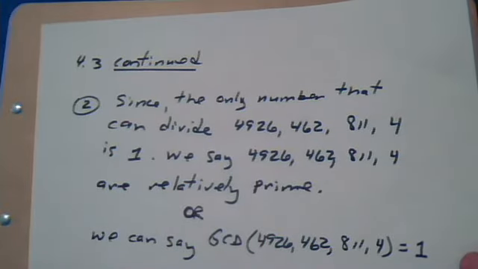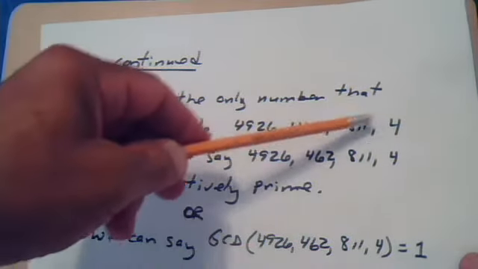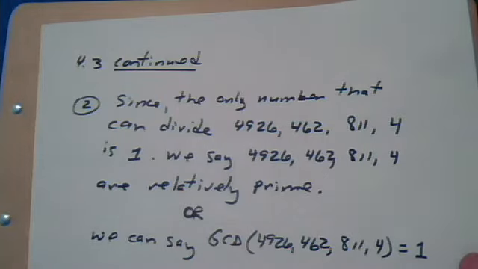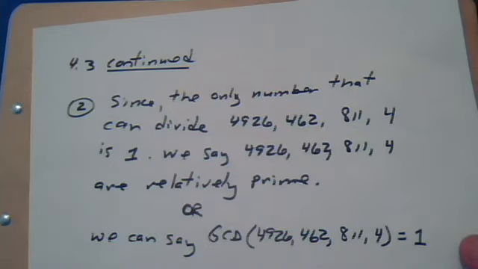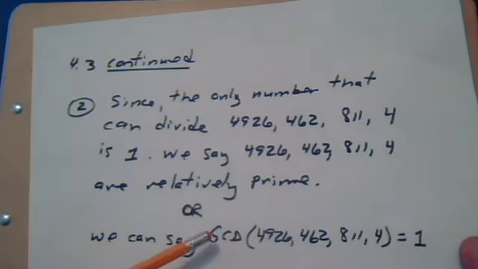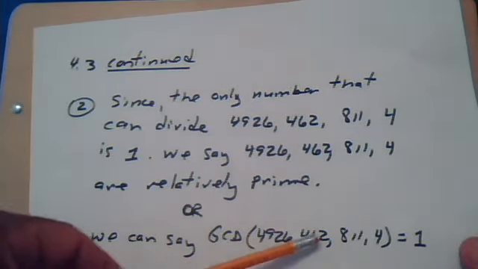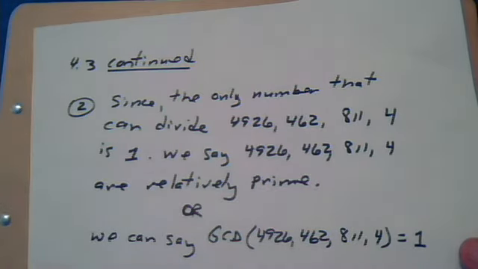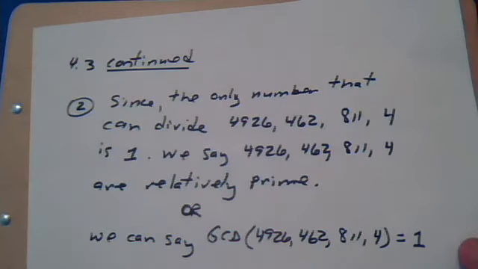Since the only number that can divide these numbers is 1, we say that these numbers are relatively prime. And a short way of saying it is the greatest common divisor, that means the biggest number that can divide them all, is 1. So the numbers you're considering are relatively prime.